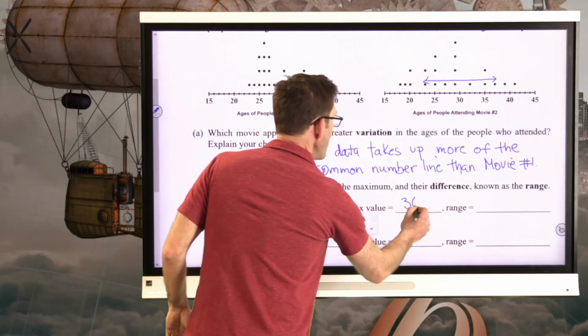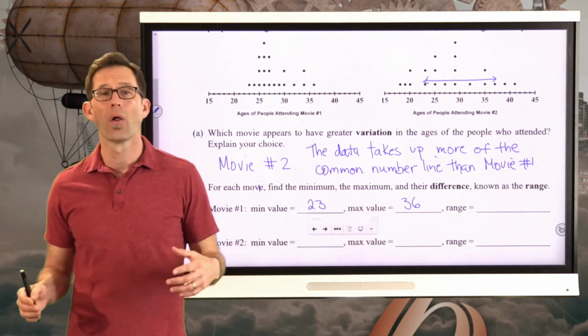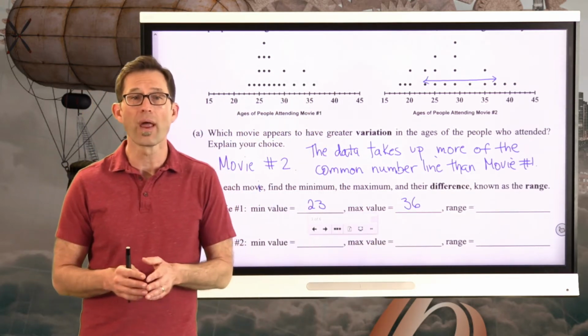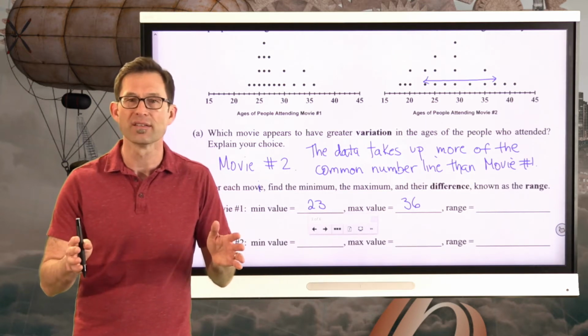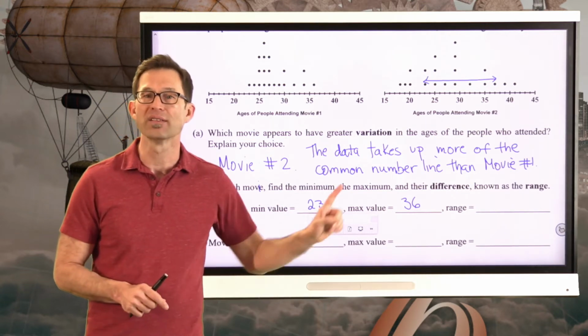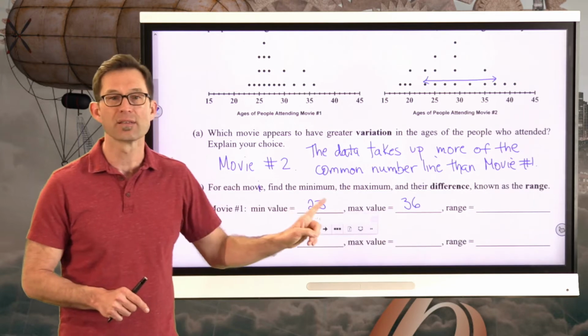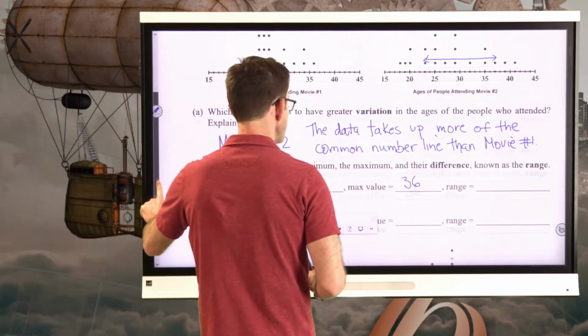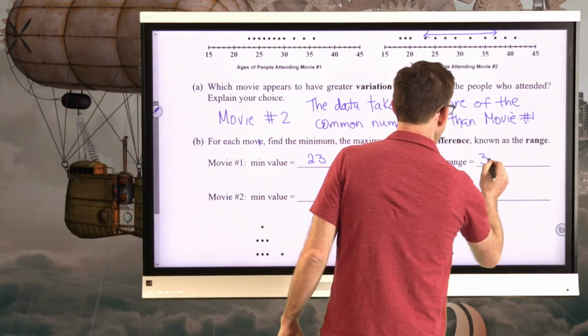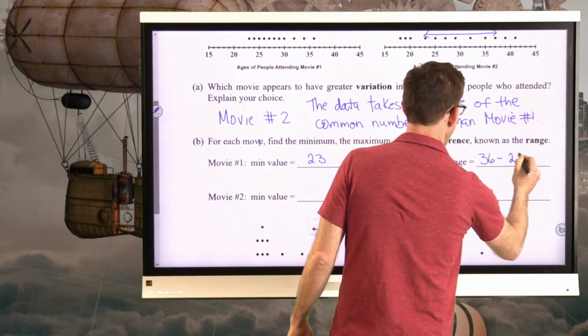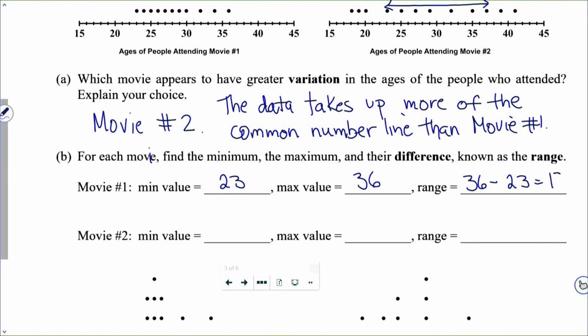Okay. And then the range. And the range is really all of what it's about today, right? The range is how wide the data set is. And we calculate that by simply taking the maximum and subtracting the minimum. Let me just bring this up for a second. The range is 36 minus 23, or 13, right?